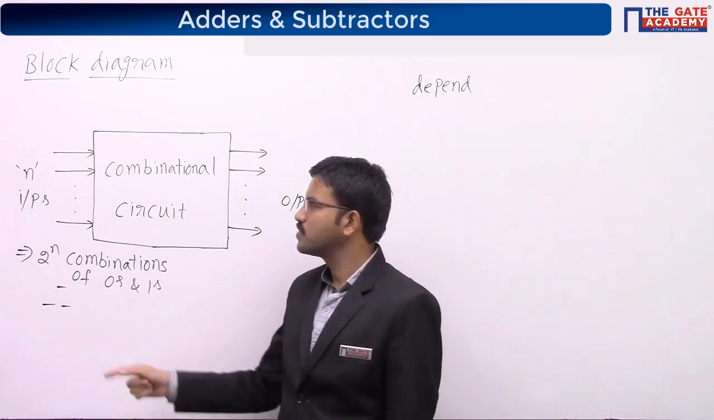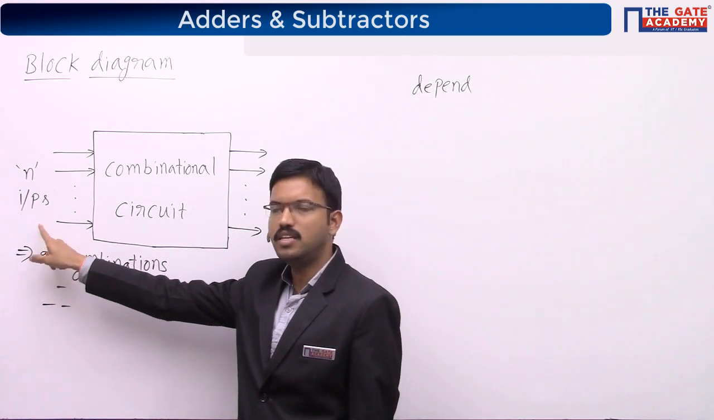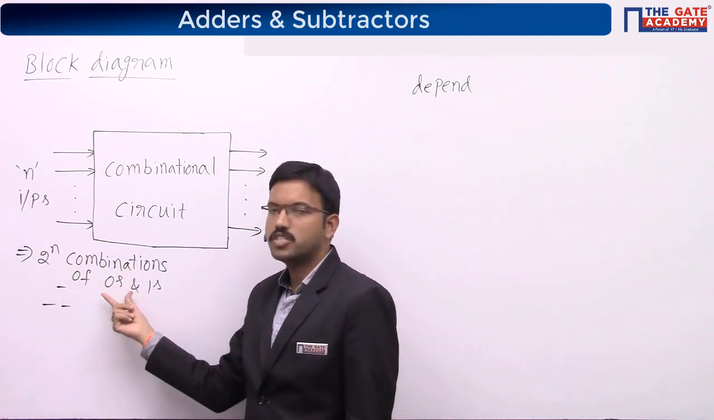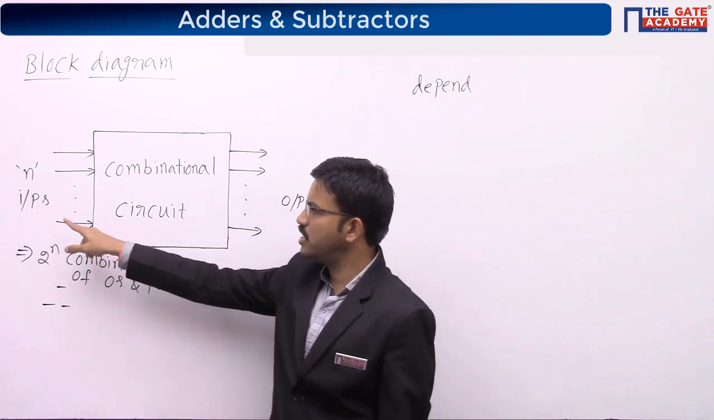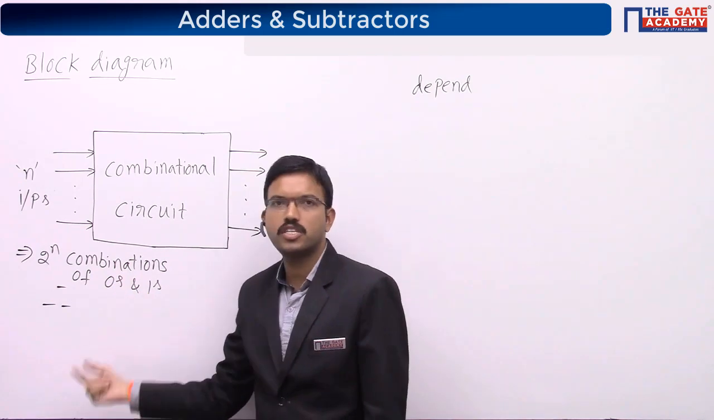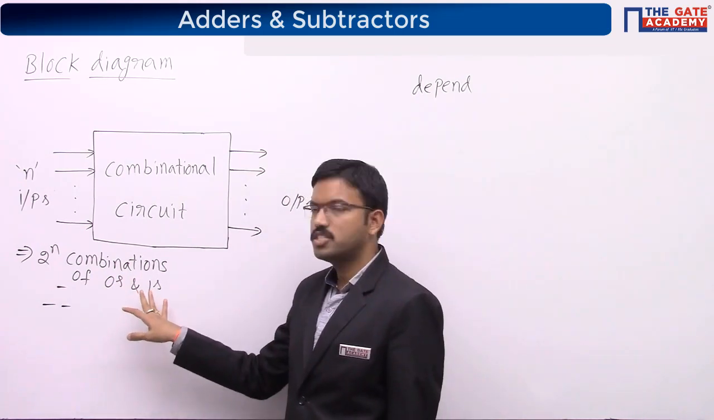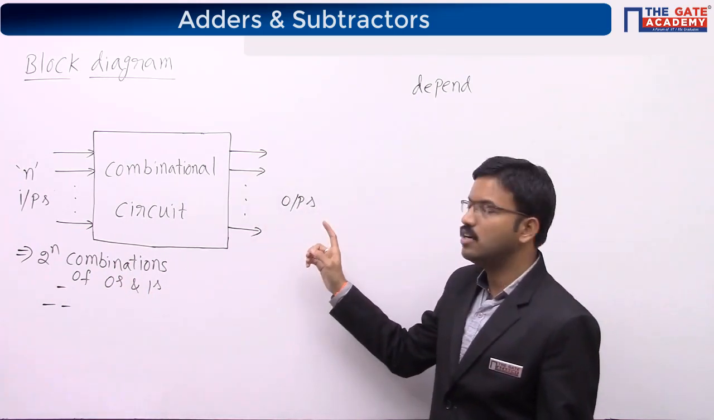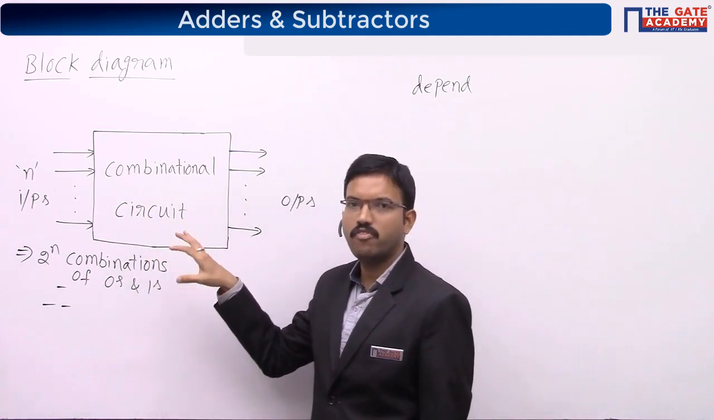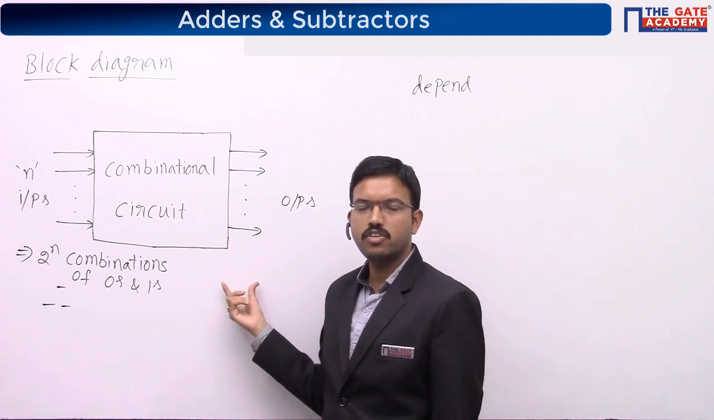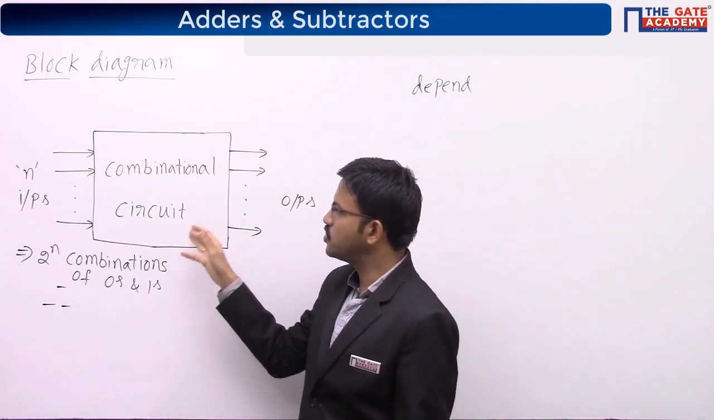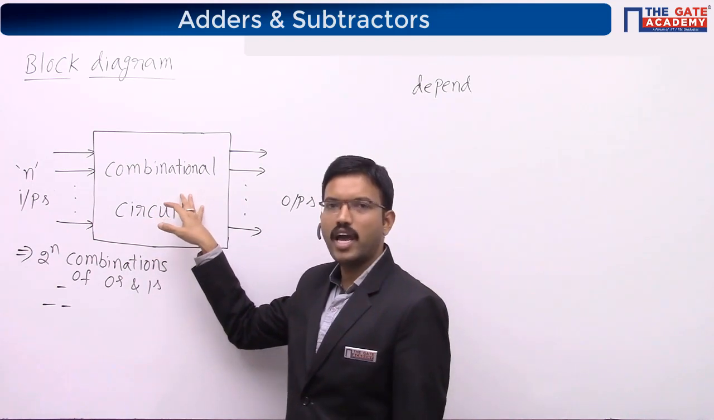Next point, if there are n inputs, then there will be 2 power n combinations of zeros and ones. Each combination of zeros and ones will affect the output. So internally you will be having logic gates. Whatever simplified function we got, that function we have to implement with the help of logic gates. So internally a combination circuit will have logic gates.